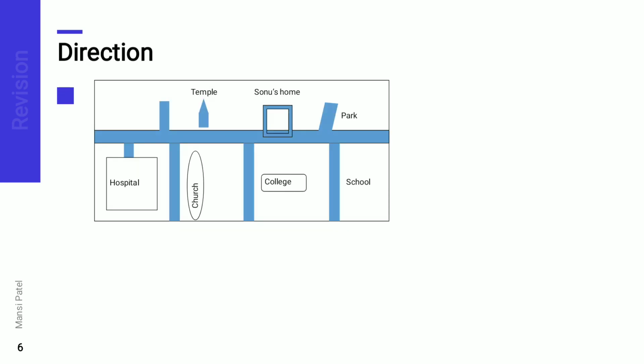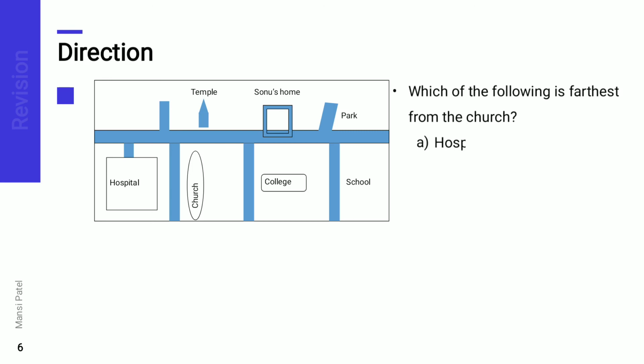Next one. Again, with the help of this picture, you have to give the answer. Which of the following is farthest from the church? Farthest means it has a long distance from the church. Hospital, temple, or school? Yes, you can see that the hospital is at the back side from the church, the temple is on the opposite side of the church, whereas the school is farthest from the church. So your answer is school.